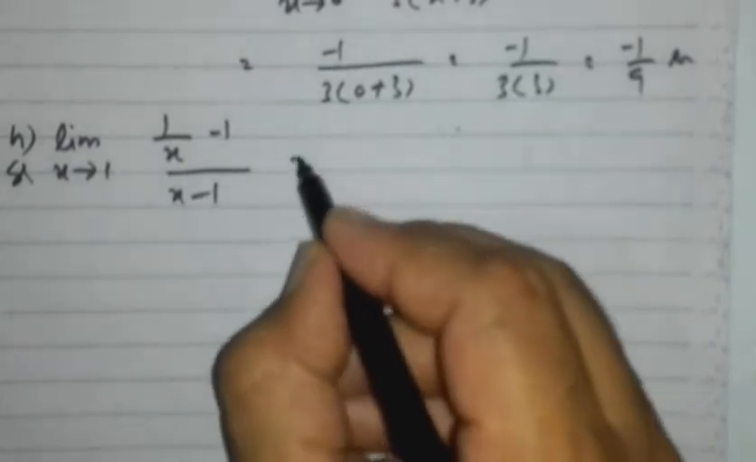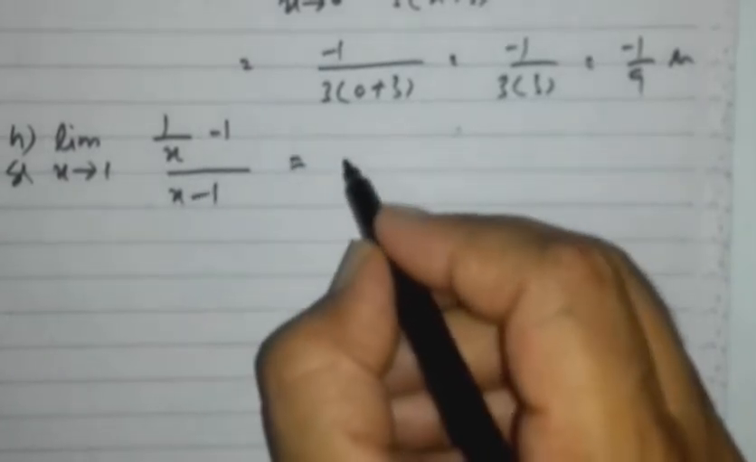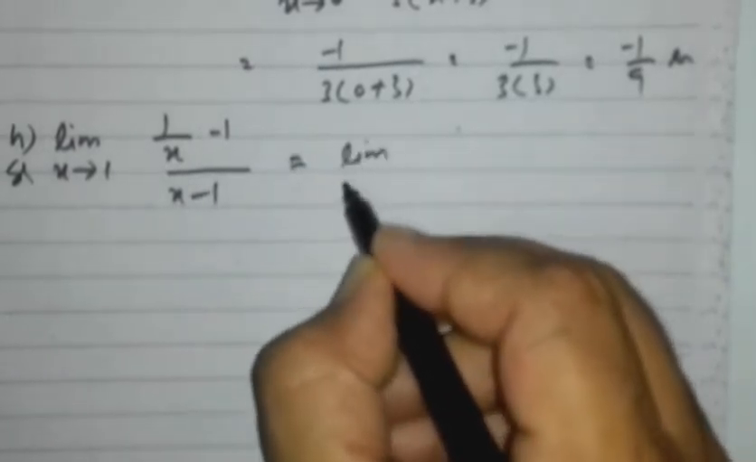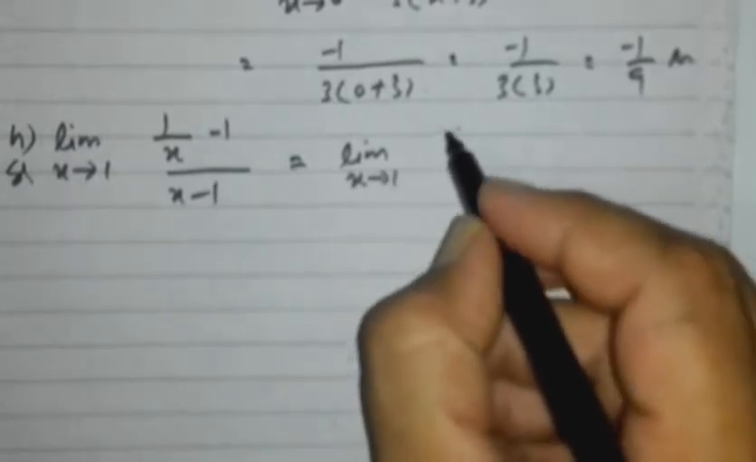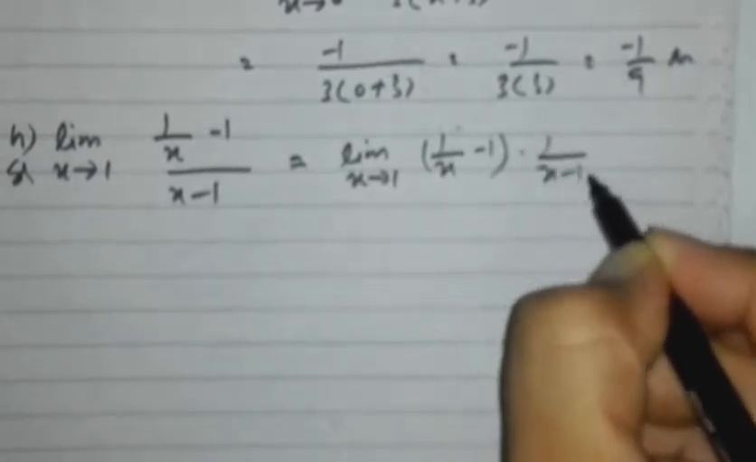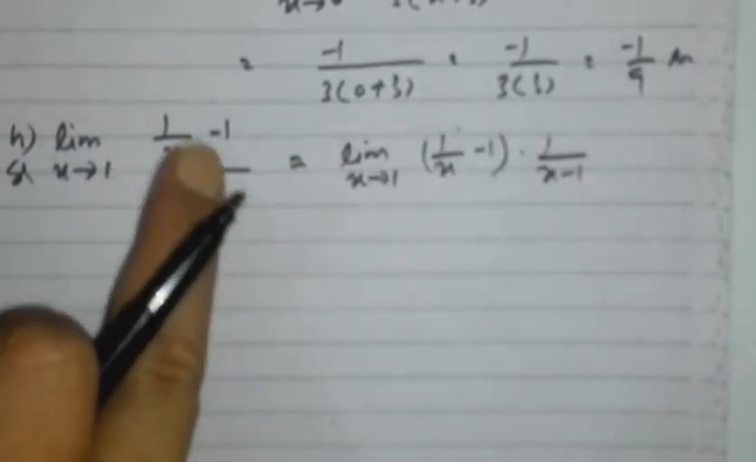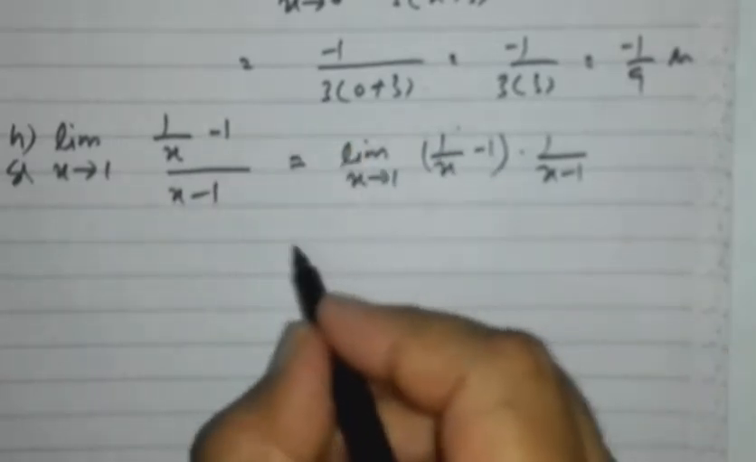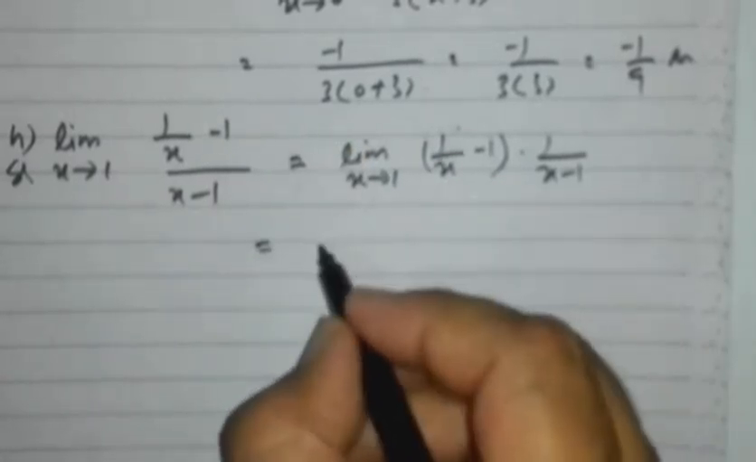Part H, solution. Limit x tends to 1, 1 by x minus 1 divided by x minus 1. We can write it as limit x tends to 1, 1 by x minus 1 into 1 by x minus 1. Separate these two. Now take the LCM here.